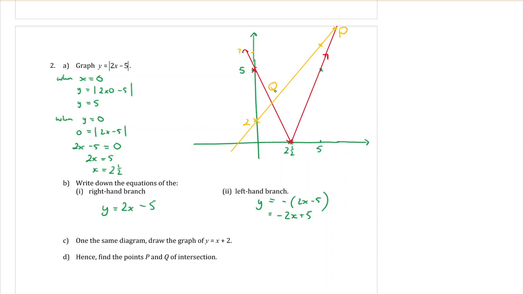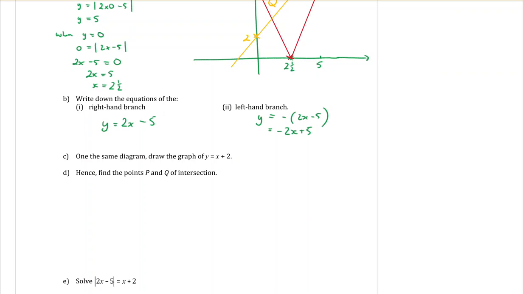P is the intersection of the x plus 2 graph with the positive branch of my absolute value, which is the 2x minus 5. Okay, now because they were both y equals, I'm going to say x plus 2 is going to be equal to the 2x minus 5. Solve that for x, so let's subtract the x across to the right hand side, so that would become a 1x over here, and then add the 5 back the other way would make 7, or let's switch sides, x equals 7.